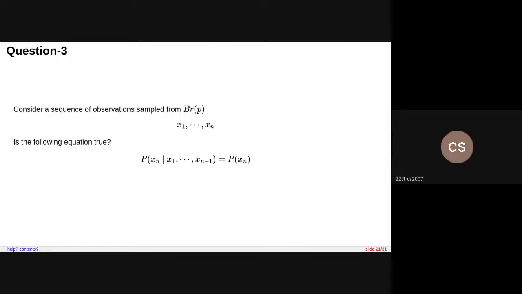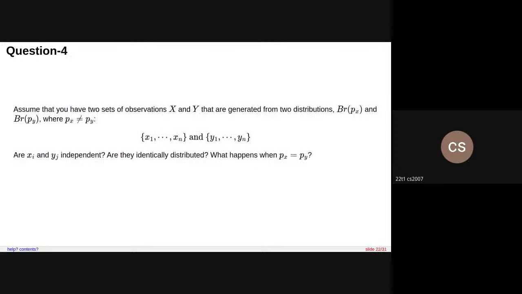Just because we have seen n minus 1 data points, we may be tempted to say that we have a lot of information, but ultimately the nth observation depends on a coin flip, right? And that coin flip has a probability of p, which is completely independent of what x1 to xn minus 1 were, right? So it is correct. Now, one more question.